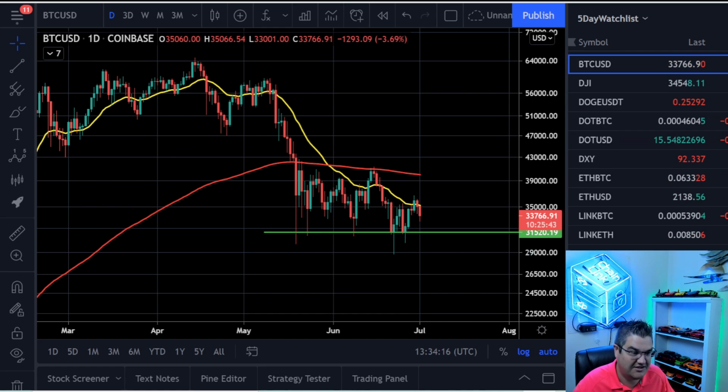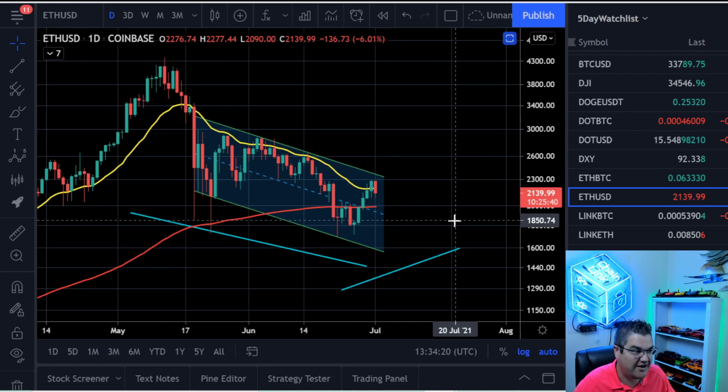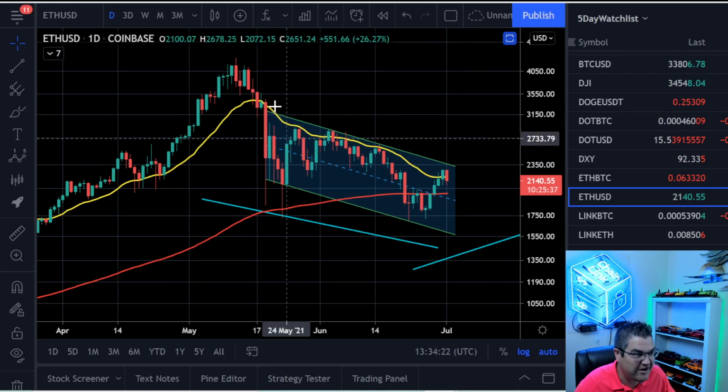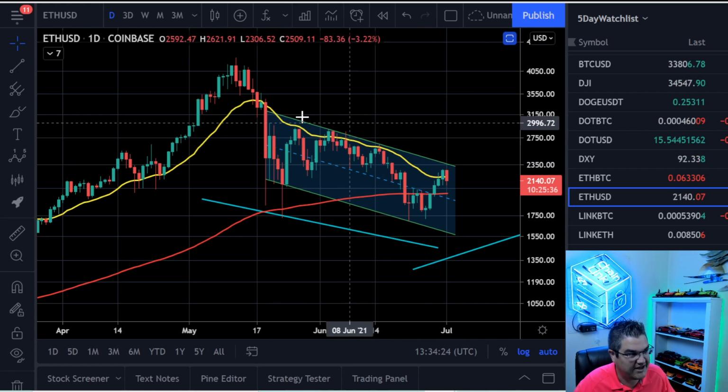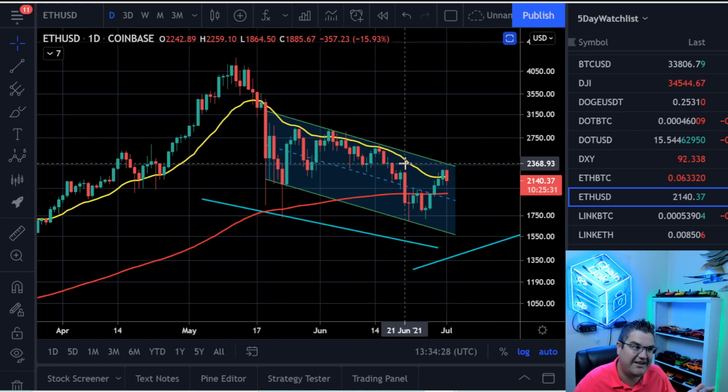Let's go to Ethereum. Then we'll come back. ETH. All right, we're in a downtrend. This is a parallel channel we have drawn. Okay, downtrend, right? Obvious. That's why we draw the parallel channel, so it's obvious to see a downtrend.